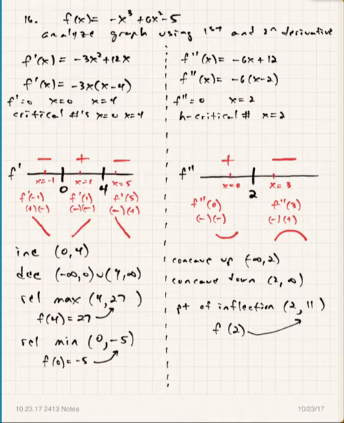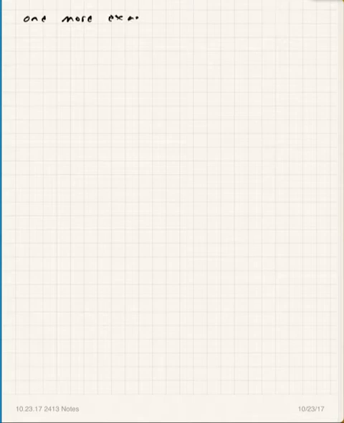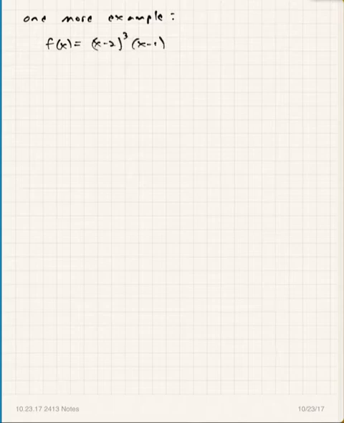I do want to work one more problem, looked at in a slightly different way, to make sure that everybody, again, is okay. So one more example, and it is not uncommon for me to do this on an exam. I may give you a function, f of x equals x minus 2 cubed times x minus 1, let's say. And I may actually also give you the derivative and the second derivative as well.